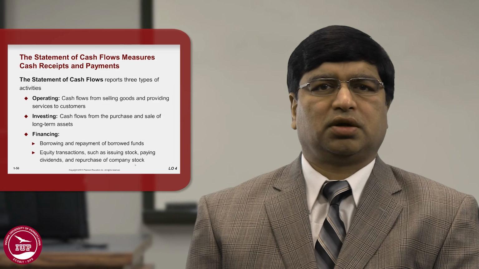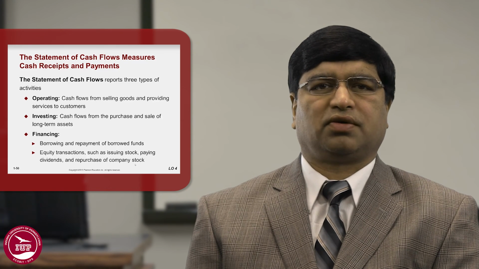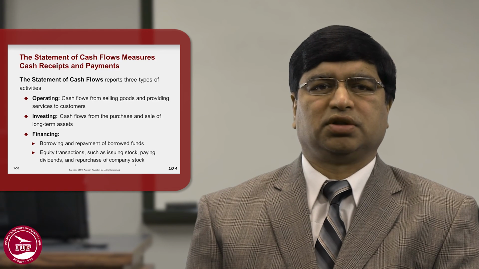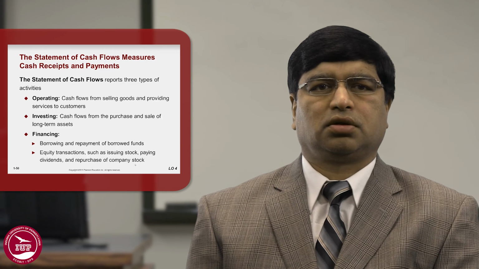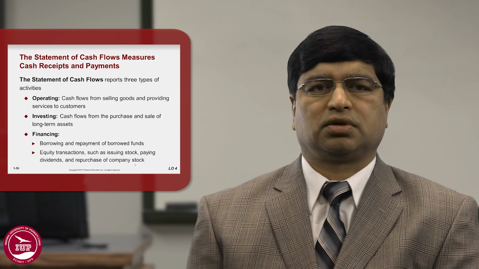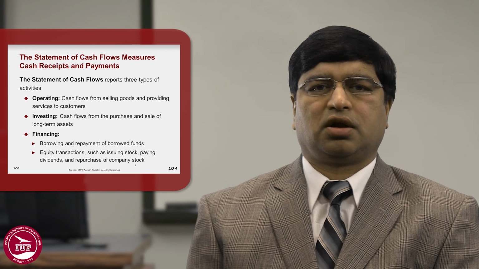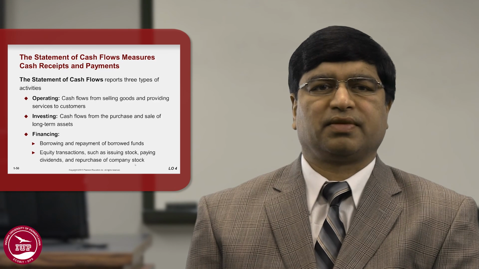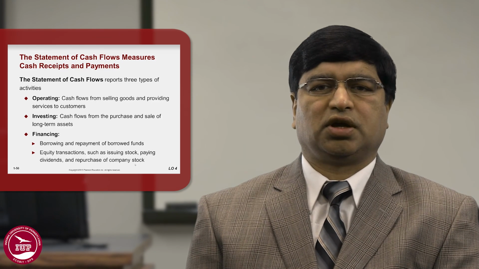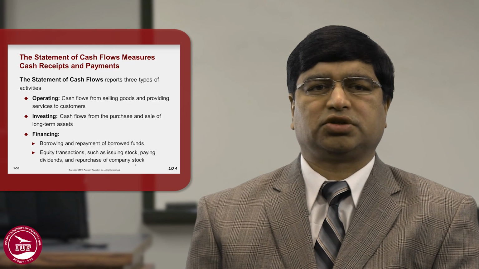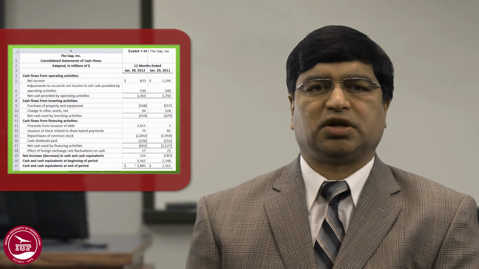So the last statement is the statement of cash flows. As we said, there are three kinds of activities which are reported in the statement of cash flows: operating, investing, and financing. Operating activities are the cash flow from selling goods and providing services to the customers. Investing activities are for the long-term assets, purchase and sale of long-term assets and investments. And when there is a transaction with the owners or creditors, for example, payment of dividends or repurchasing the company stock, then it is part of the financing activity.